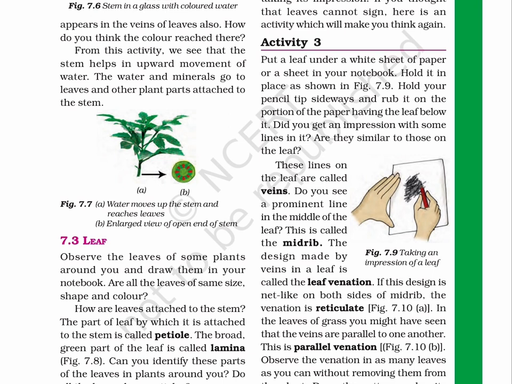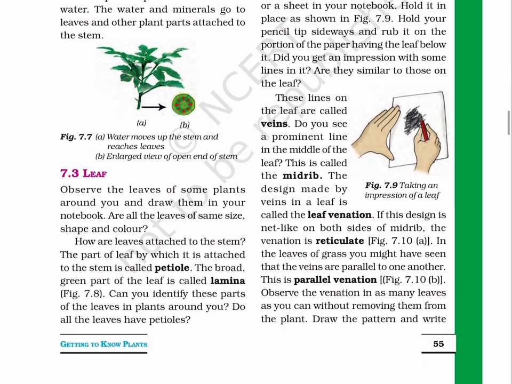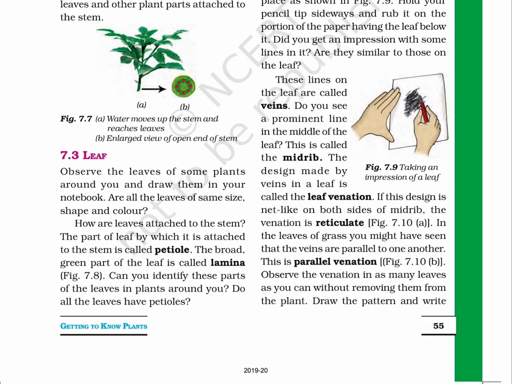These lines on the leaf are called veins. Do you see a prominent line in the middle of the leaf? This is called the midrib. The design made by veins in a leaf is called leaf venation. If this design is net-like on both sides of midrib, the venation is reticulate.